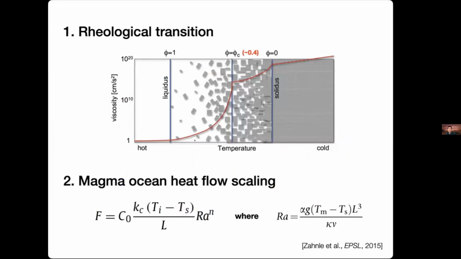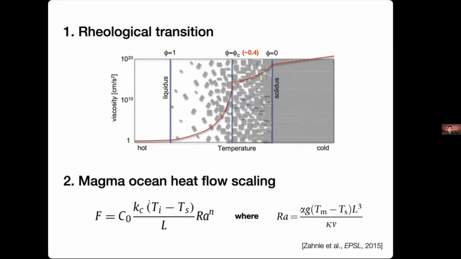This is a schematic illustration of how viscosity changes with the solidifying magma ocean. Left is hot, the temperature is high, and the right is cold. This is temperature, and this phi is the melt fraction. So one is entirely molten, zero is completely frozen. As you can see, the vertical axis is viscosity, and the viscosity goes up by many orders of magnitude when the melt fraction approaches the so-called critical fraction, which is usually around 0.4. So above this critical fraction, magma behaves as a liquid, and below this critical fraction, it behaves basically as a solid. This behavior is what we call the rheological transition.